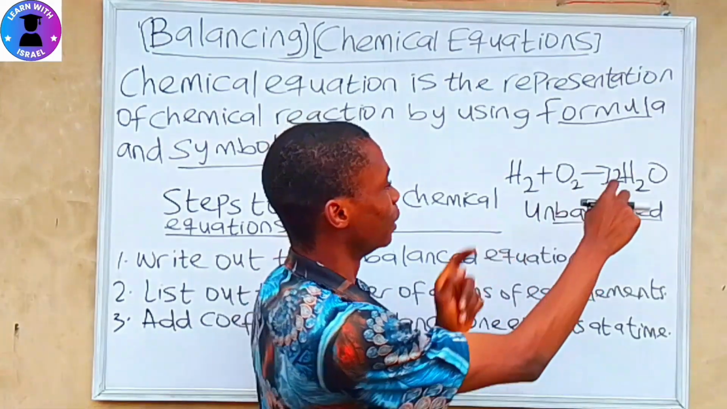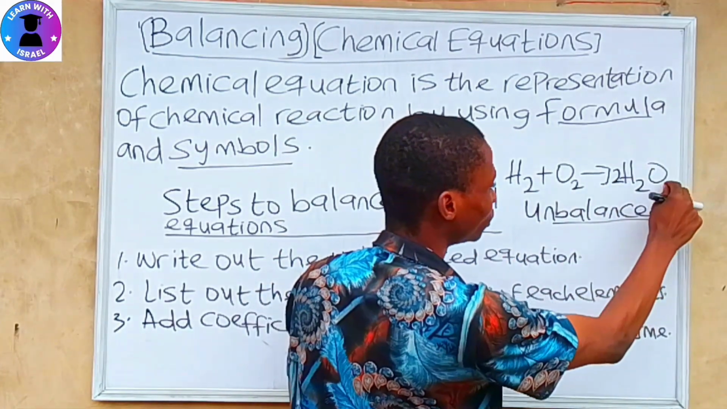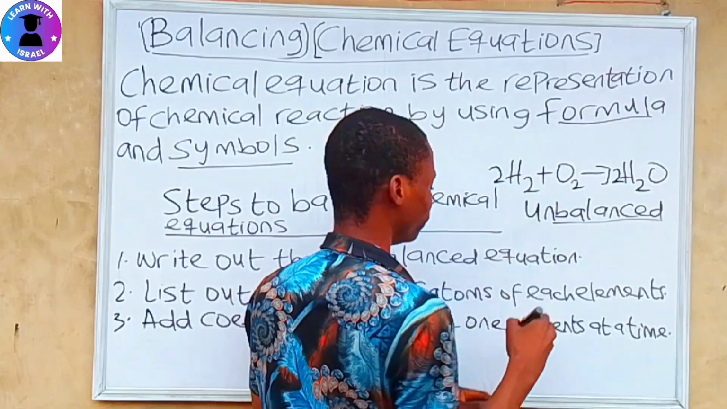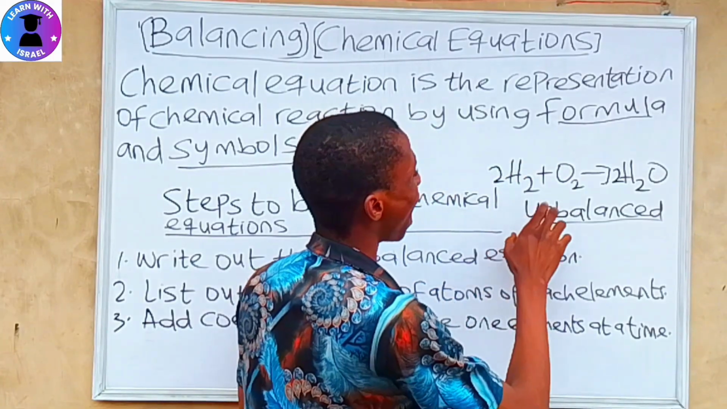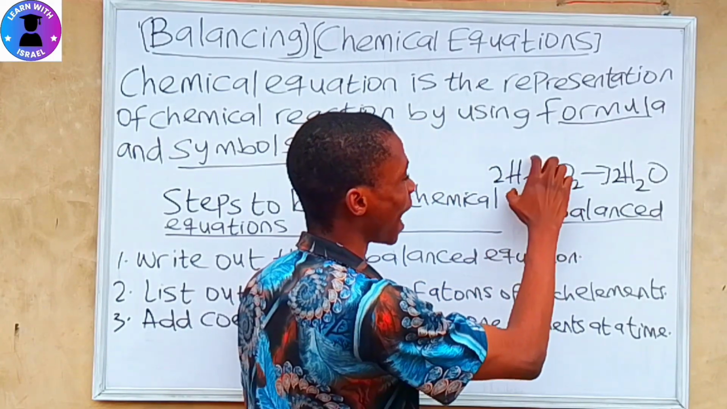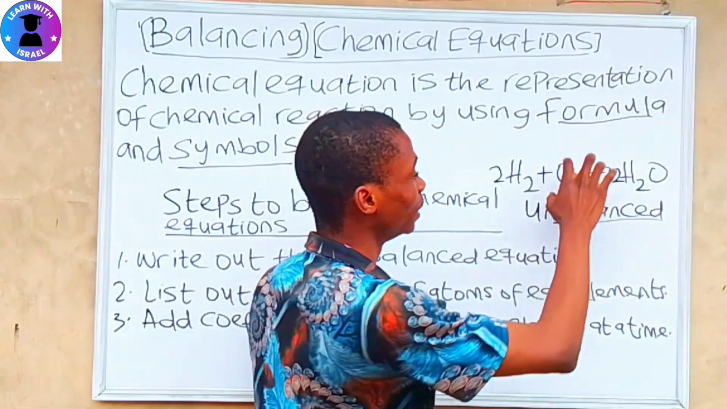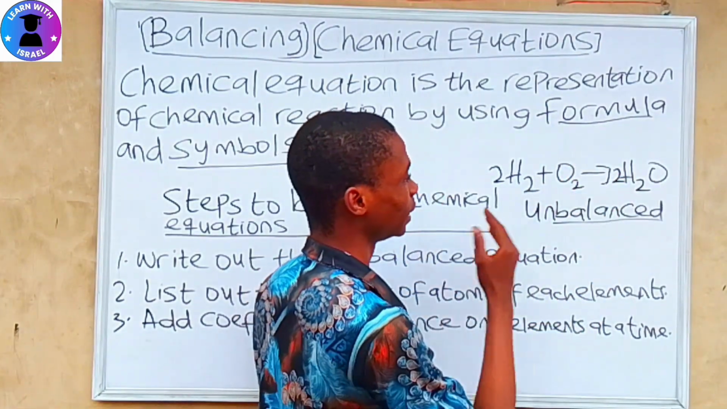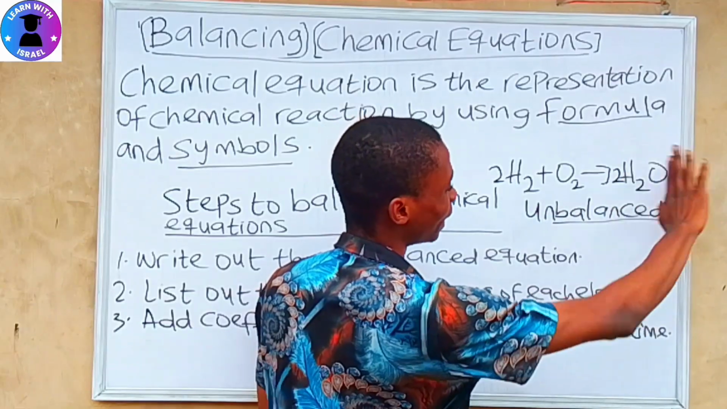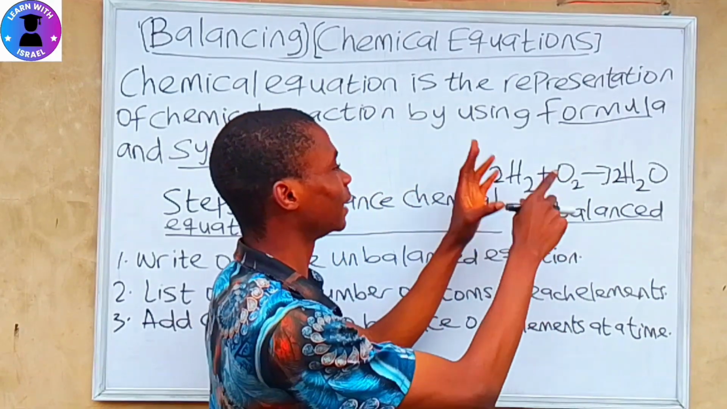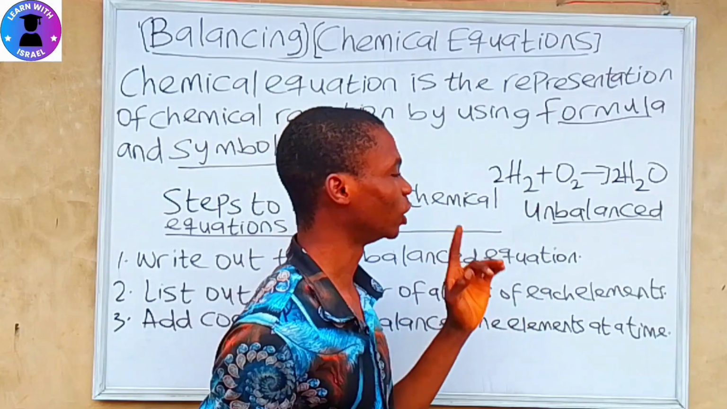Balance one element at a time. So after balancing this oxygen, what should I do next? Add 2 here. By adding 2 here, I already balance hydrogen because we now have 4 hydrogen at the left hand side, 2 oxygen at the left hand side, and we now have 2 oxygen at the right hand side and 4 hydrogen at the right hand side. So by doing that, I already balanced the equation.